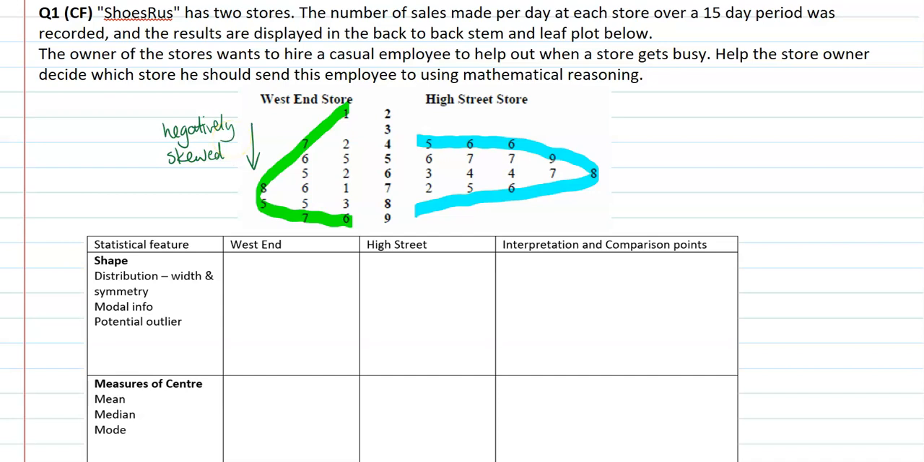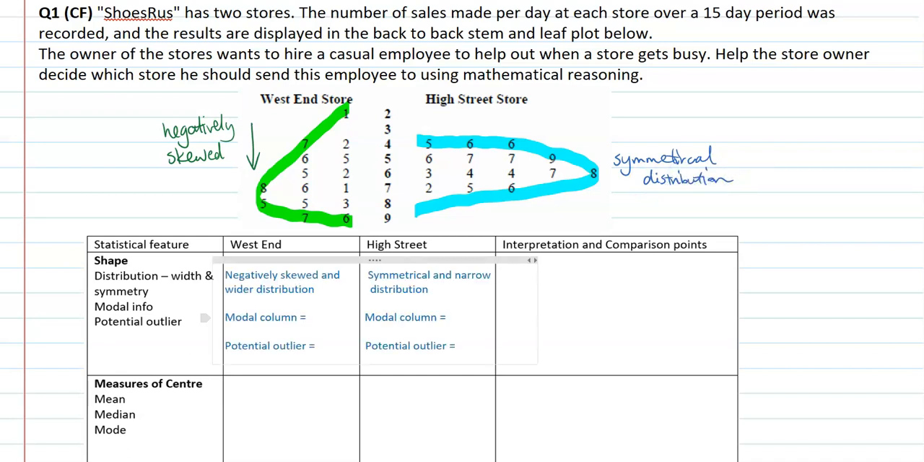For High Street, it seems pretty central and has a symmetry about it, so I would say that this shows a symmetrical distribution. Okay, so I'll pop that information into my table about the comments on distribution.